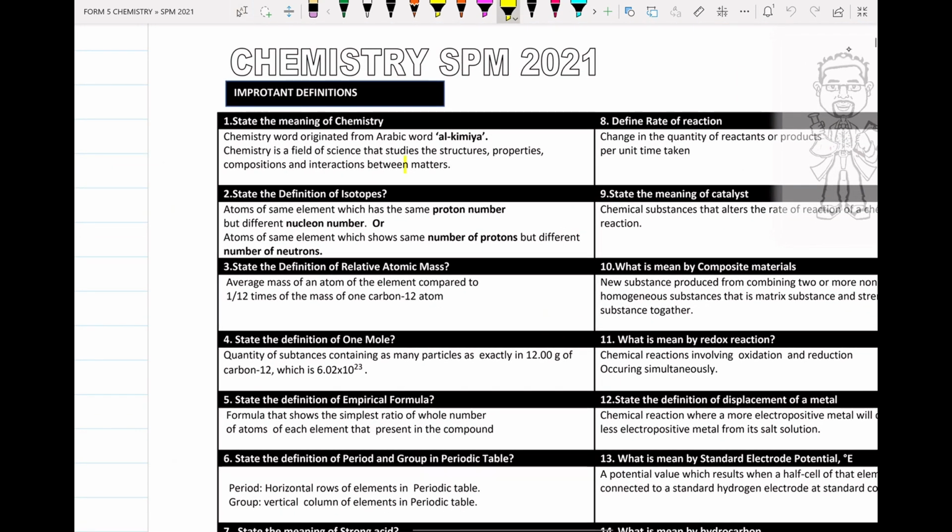The first definition that students must remember is the meaning of chemistry. Chemistry is the word originated from the Arabic word known as alchemia. It's a study about four things: structure, properties, composition, and interaction between matter.